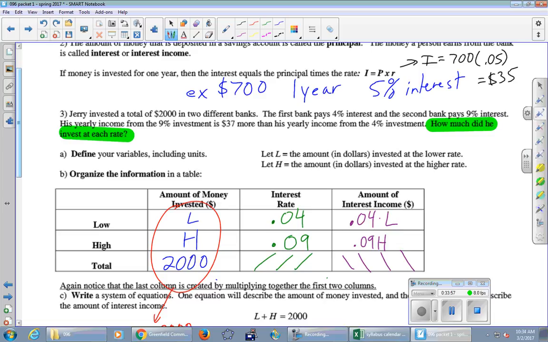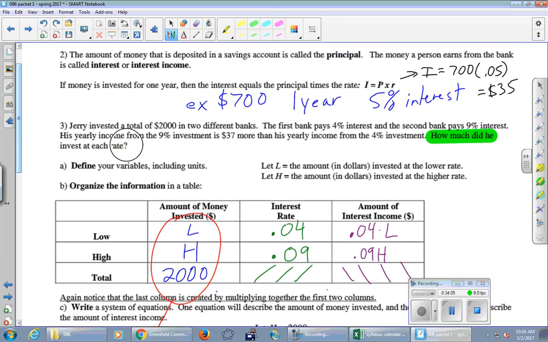We need to come up with the other equation. This is the hardest part for this problem, is that second equation. Okay, here we go. I'm gonna get rid of this, and we're gonna highlight this. His yearly income from the 9% is $37 more than his yearly income from the 4%. Okay, we're gonna do this piece by piece. There's only one correct way to write this equation and a lot of ways to write it wrong.